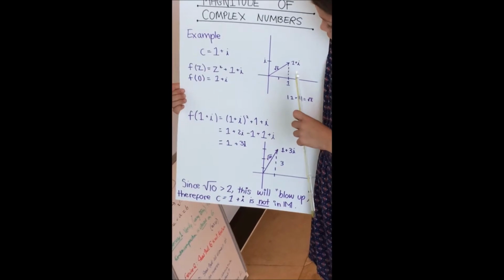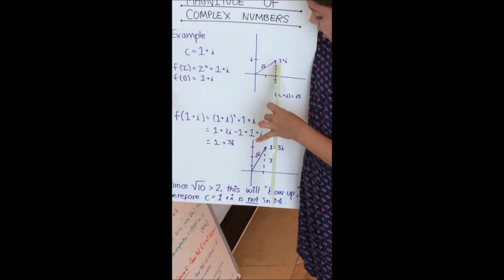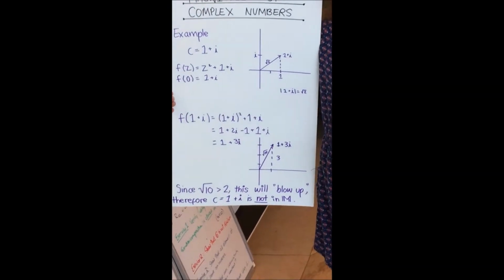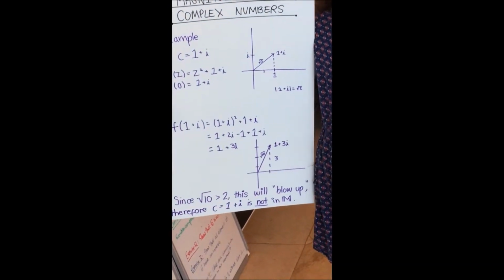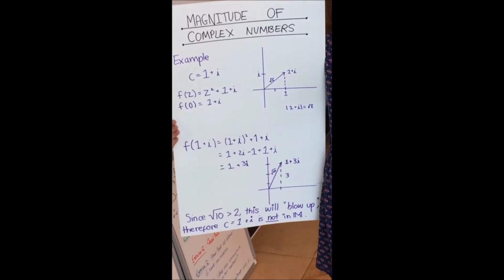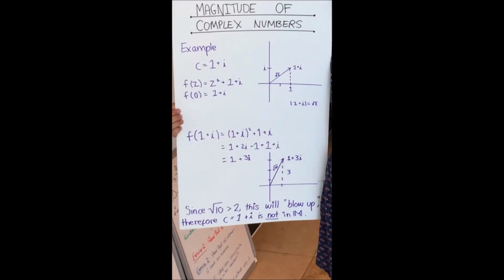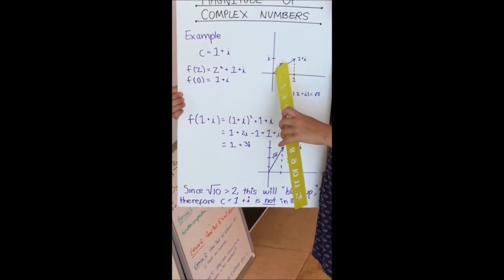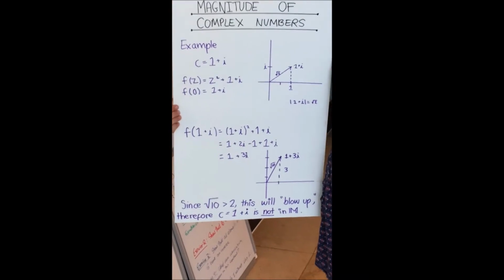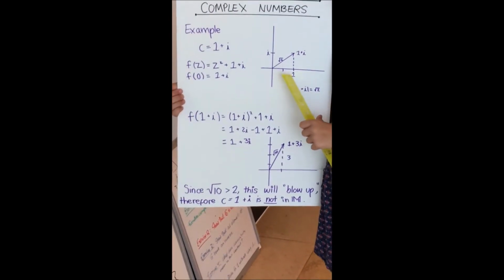Okay, let's see. The length here is 1 and the length here is 1. So 1 squared plus 1 squared, when you put that together, is 2, but we have to keep in mind that a squared plus b squared equals c squared, so that means the length is the square root of 2. So here we have the square root of 2. Okay, so is the square root of 2 greater than 2? No. So let's continue to the next step.